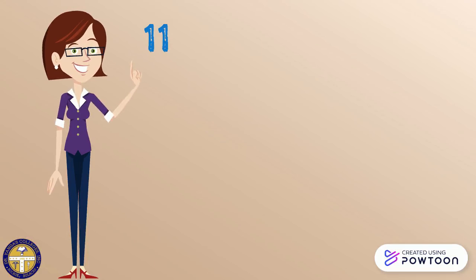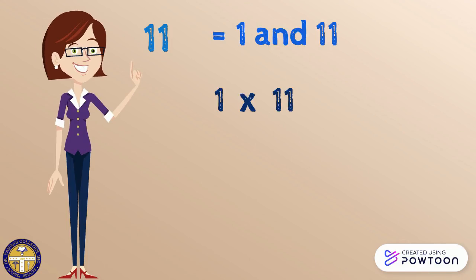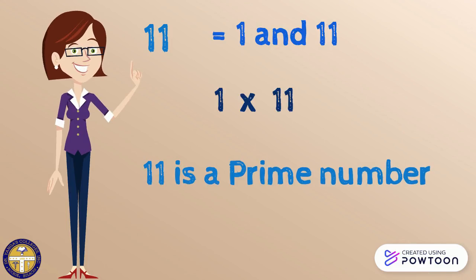Next, we have 11. What are the numbers that we need to multiply to find the product of 11? It's 1 times 11. So the factors are 1 and 11 only. So 11 is a prime number.